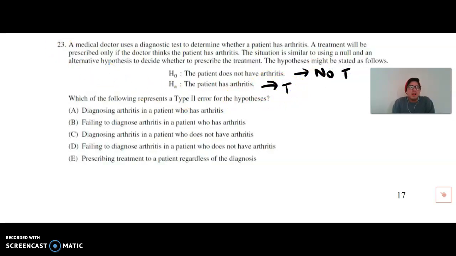So here, which of the following would result in a type 2 error? So in a type 2 error, we fail to reject. So we believe the patient does not have arthritis when in fact they actually do have arthritis. So here, we are failing to diagnose arthritis in a patient who actually has arthritis. And you can see that each of these situations results in a type 1, type 2, power or correct decision here. So failing to diagnose in someone who has it. So we fail to reject, but it's actually false.